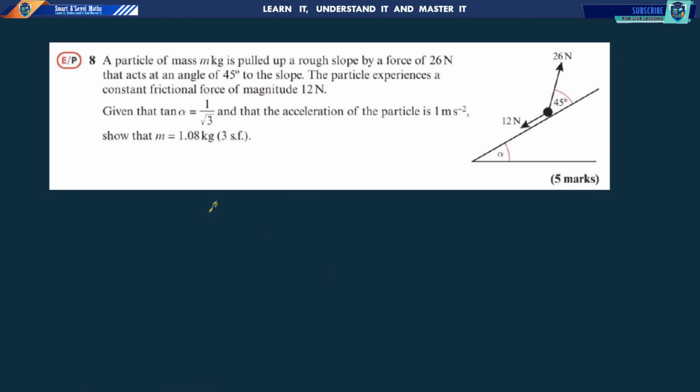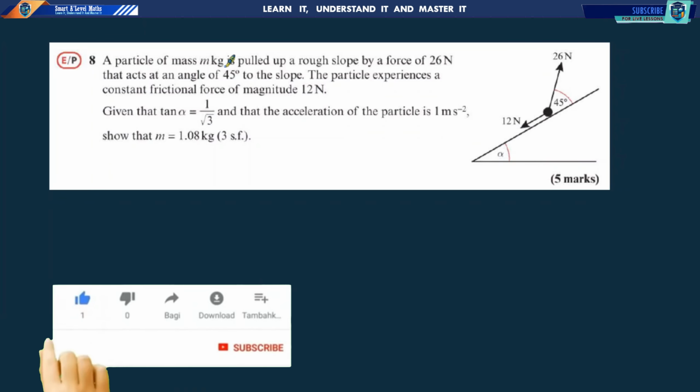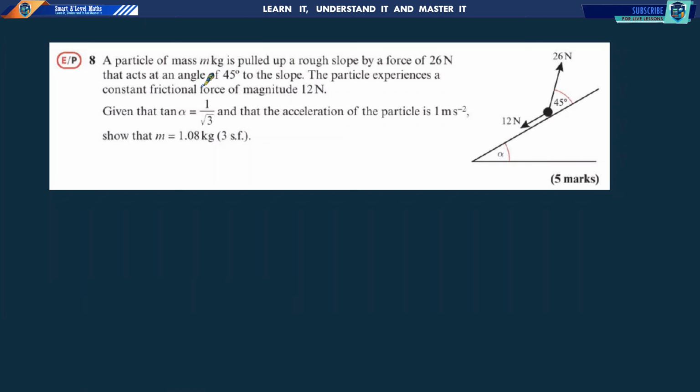In this video, we're going to look at an examination past paper question, and that is from mechanics. So the question says, a particle of mass m kg is pulled up a ramp slope by a force of 26 Newton that acts at an angle of 45 degrees to the slope. The particle experiences a constant frictional force of magnitude 12 Newton.